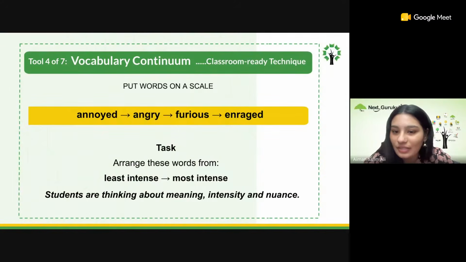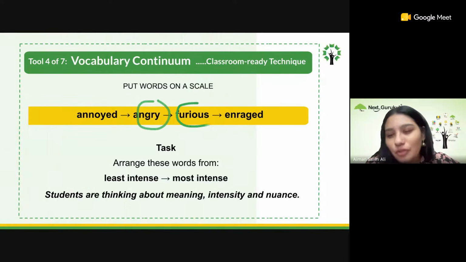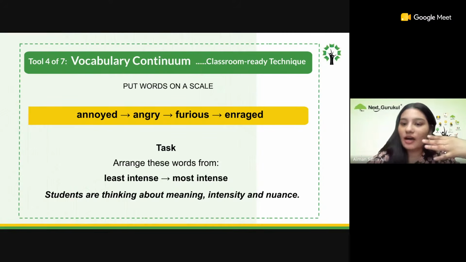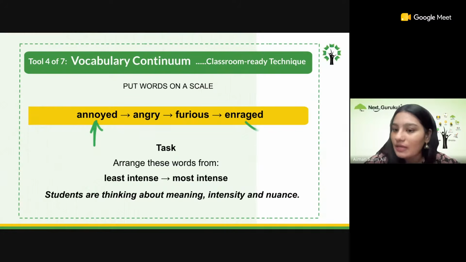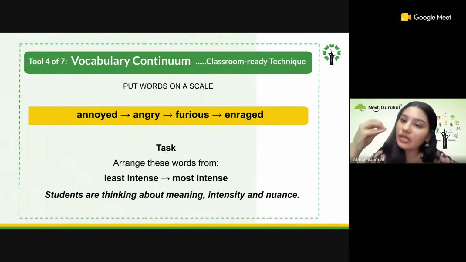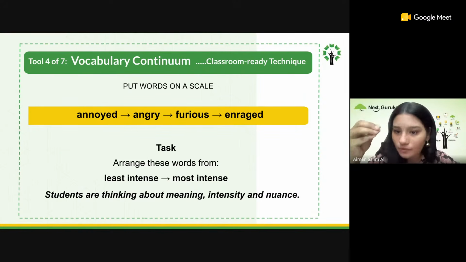So here it goes from annoyed, angry, and then you get furious, and then get really enraged, really, really angry, right? And this is how we have put words on a scale. This is the least intense of one feeling, and this is the extreme end of one feeling, right? And this is what we want our students to understand also, that synonyms are good, but they should know the meaning, and that only happens when we truly understand the nuances of those words, right? Students are thinking about meaning, intensity, and nuance, right?